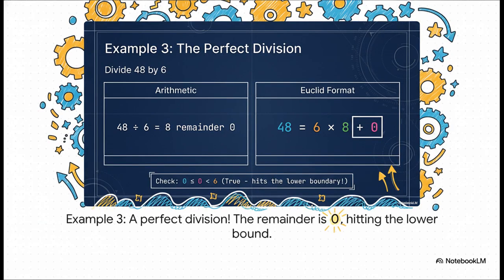So what happens with a perfect division? One with no leftovers, like 48 divided by 6. Well, the remainder is 0, and this is a great test for the lower limit of our rule. The equation becomes 48 equals 6 times 8 plus 0. And sure enough, 0 is greater than or equal to 0, and it's less than 6. So even when there's no remainder, the lemma is perfectly satisfied.